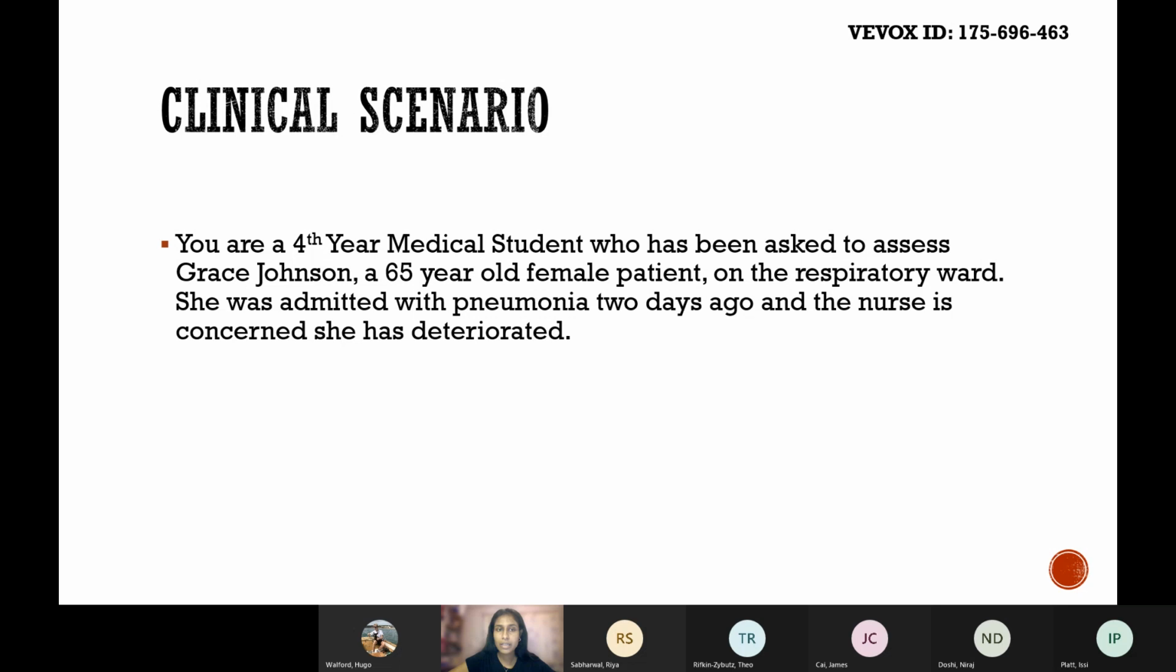So this is a clinical scenario. I'm aware that it's 32 past, so we might just skip right to the full assessment, but have a read of this clinical scenario because you guys are going to be reviewing this patient towards the end of the presentation.